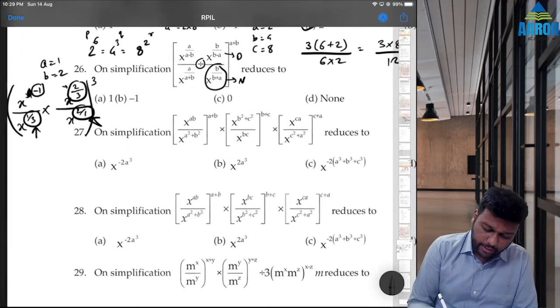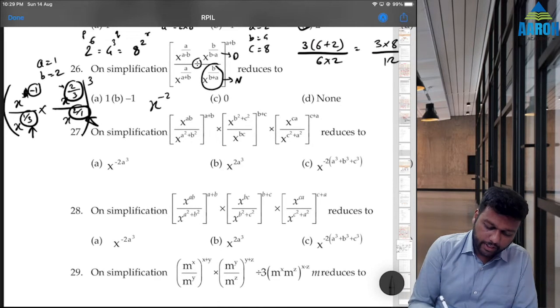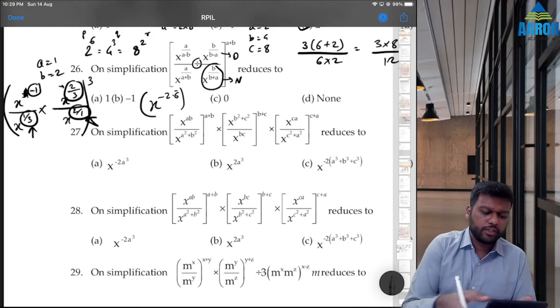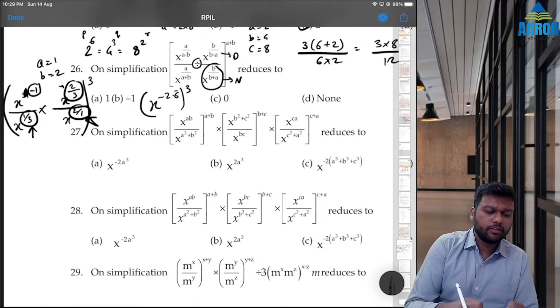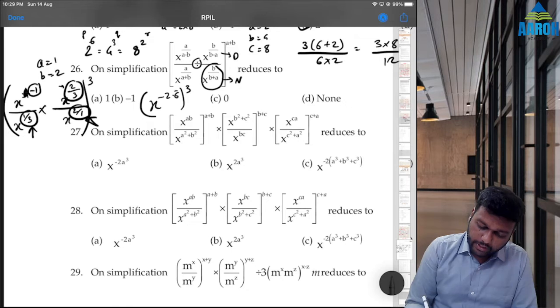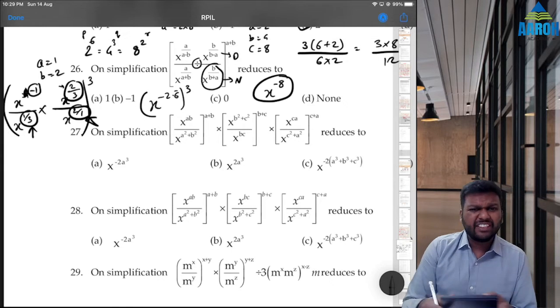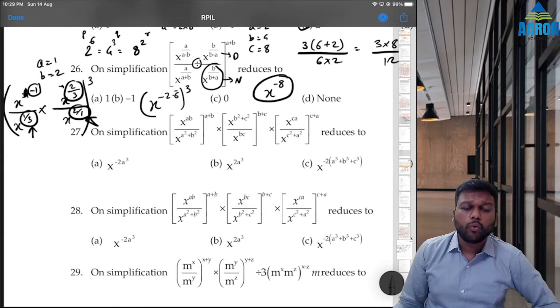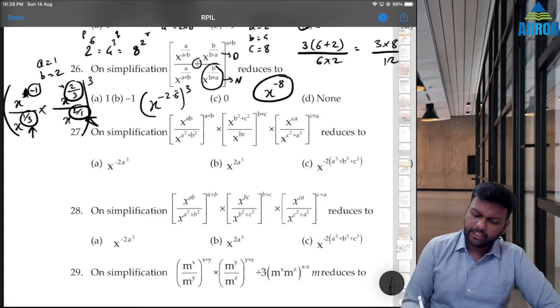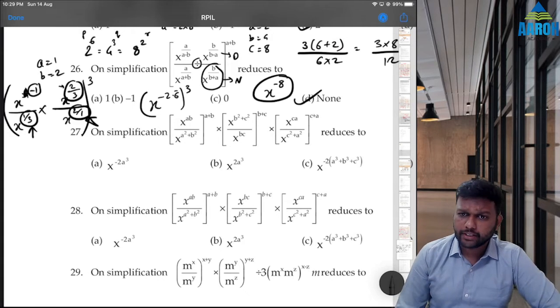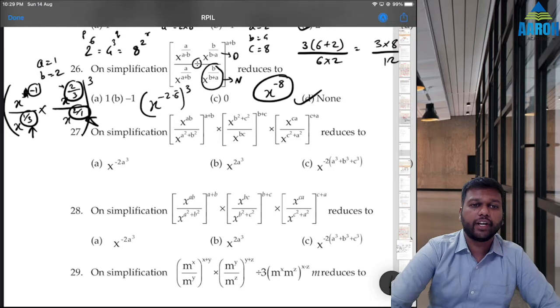So it is x raised to minus 2.6 recurring, whole bracket raised to 3. What is 2.66666 into 3? 8. So it is x raised to minus 8. Is x raised to minus 8 there in the options? 1, minus 1, 0, no. So none is the correct answer, x raised to minus 8. It is not fitting in the options.